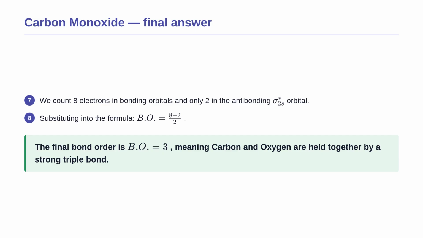This means carbon and oxygen are held together by a triple bond. This physical interpretation explains why carbon monoxide is an incredibly stable and tough molecule in real life.